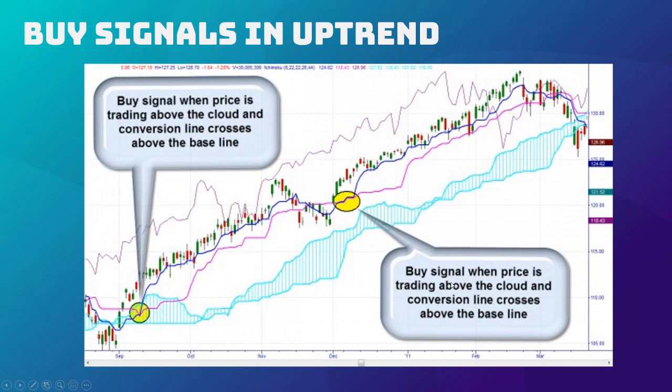So when you're looking for signals, as I mentioned, you buy when price is trading above the cloud, right there, the price is above the cloud, and the conversion line crosses above the baseline. You should also see the delayed line is above previous price. And there it is again. You had the buy signal where you had the conversion line going above the baseline, and you're trading above the cloud, and of course, the delayed line's above previous price.